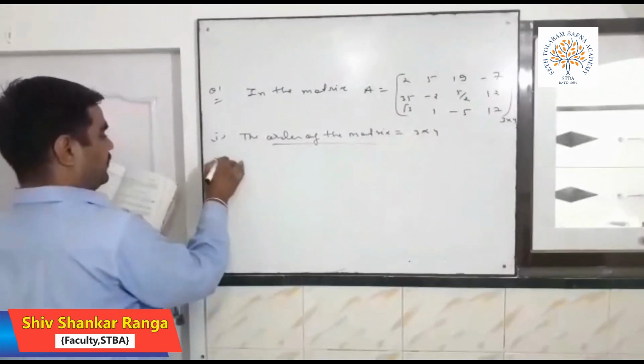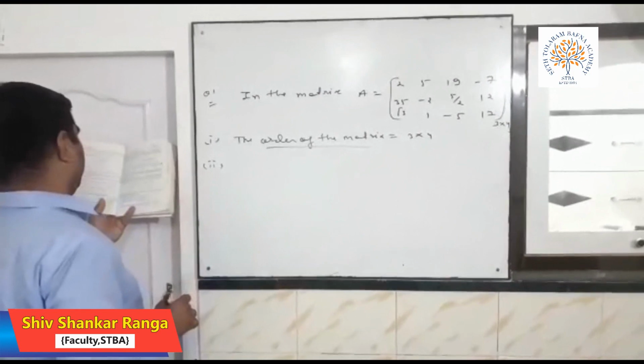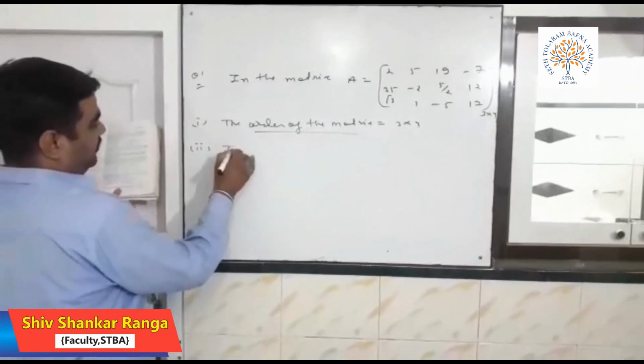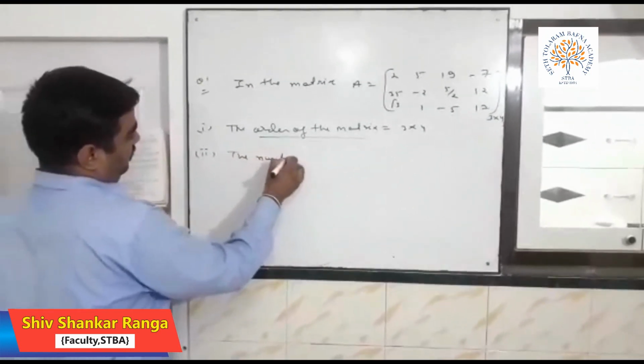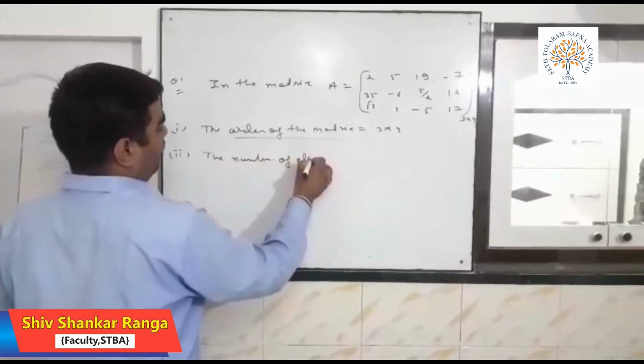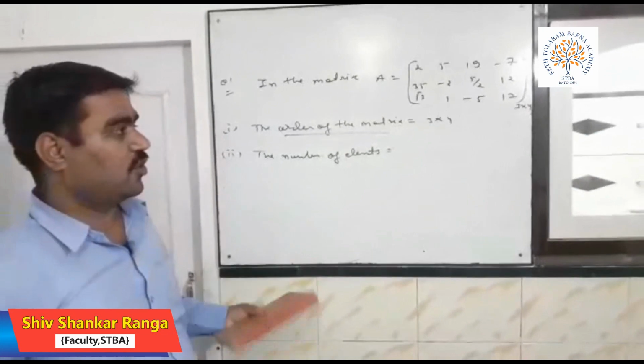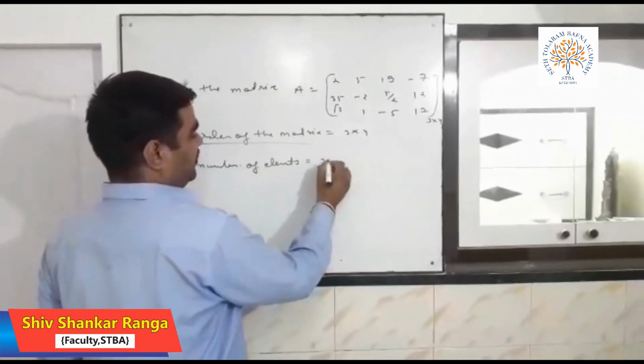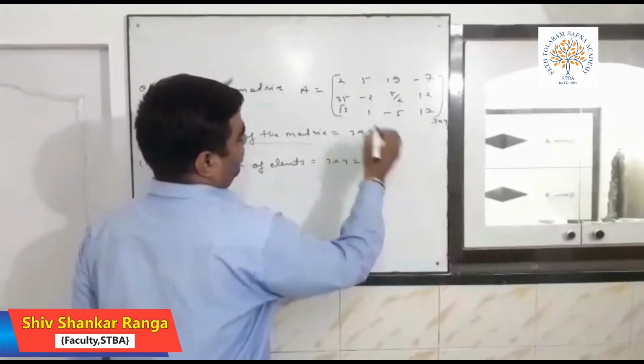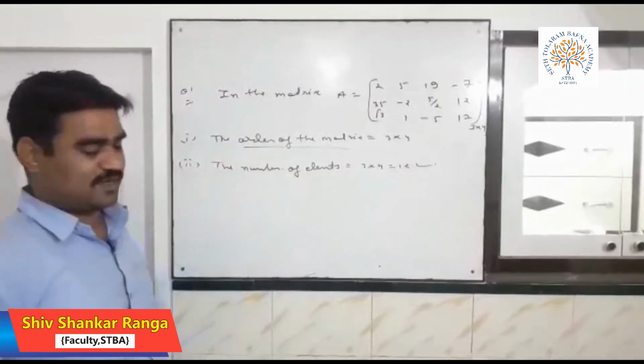Second, the number of elements. Number of elements is the multiplication of the order of the matrix. Then 3 by 4 is equal to 12. Number of elements are 12.